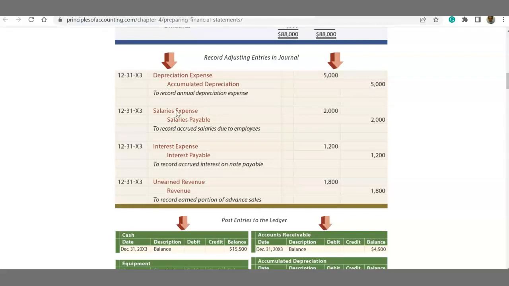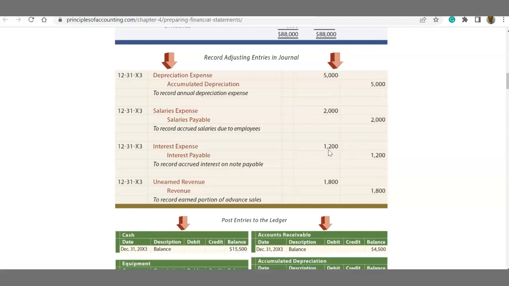Salaries expense is for those days that your employees worked already before the end of the year, but still you didn't pay them, like for a few days. The end of the year falls on one specific day and still you didn't pay. So whatever you didn't pay yet, you need to recognize it. So salary expense is $2,000 in this case, and salaries payable will be credited.